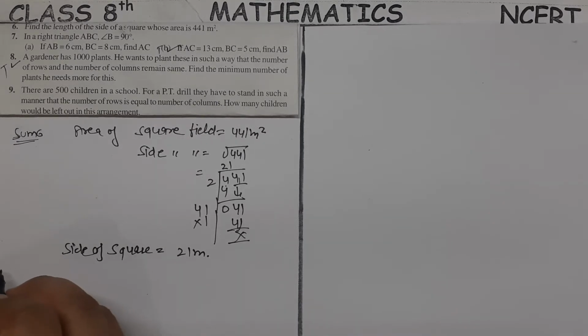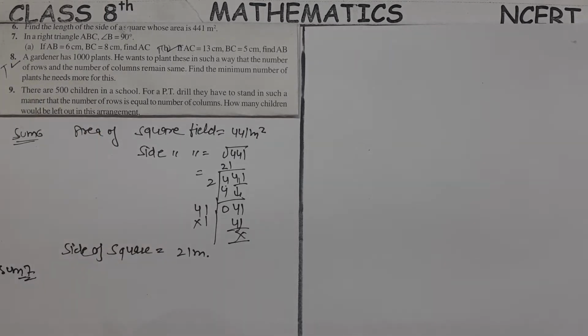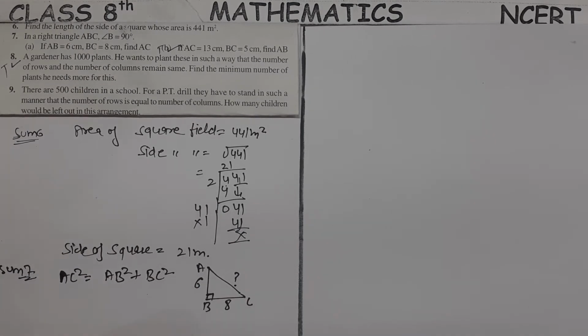Now the next, sum number 7. In a triangle ABC, right angle at B, AB 6, BC 8. To find AC, we use Pythagoras. That is AC square is equal to AB square plus BC square.